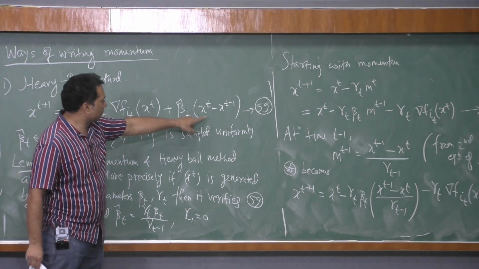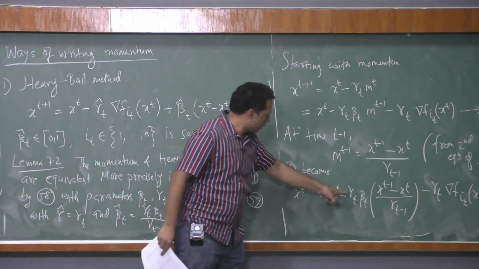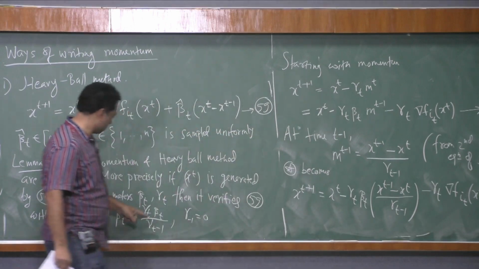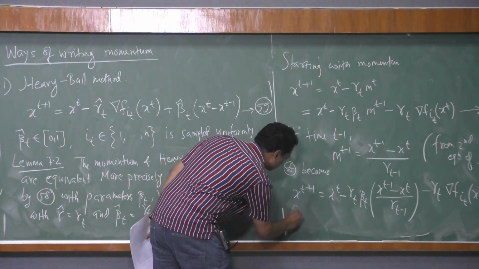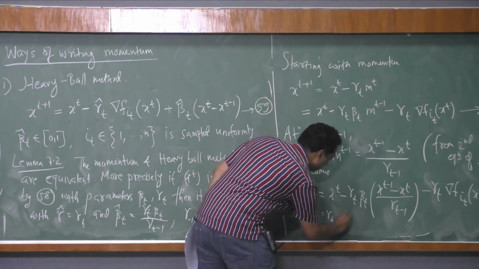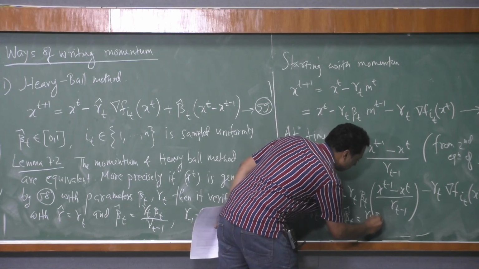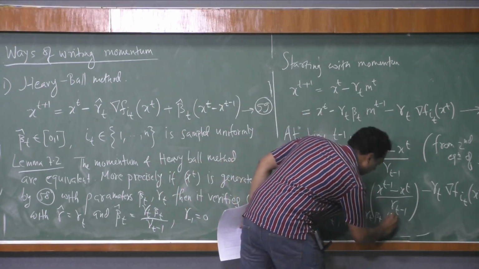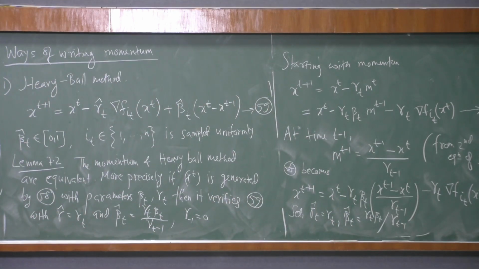Now we have to see this term. In this term we see that beta hat_t must be equal to gamma_t beta_t by gamma_{t-1}. That's exactly what we have. So with this proper setting, for these choices of gamma hat_t and beta hat_t, we exactly have 59. So we can set gamma hat_t to be gamma_t and beta hat_t to be gamma_t beta_t by gamma_{t-1}. Okay, so with this choice we have Lemma 7.2.